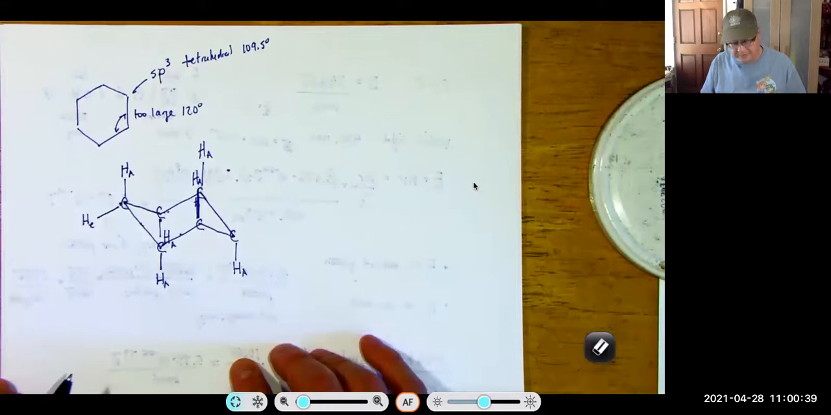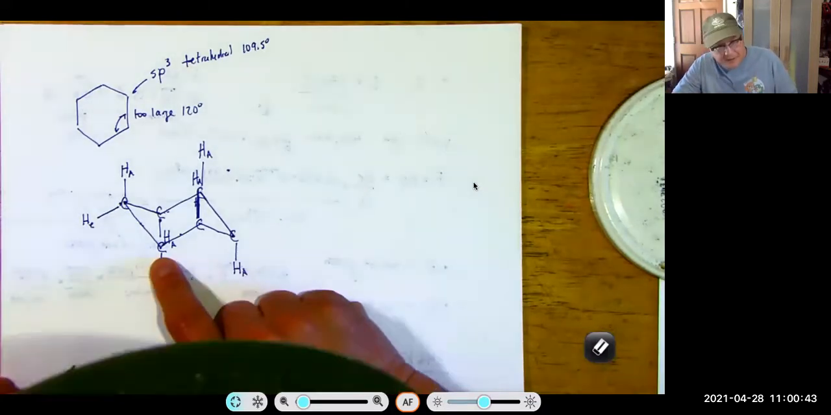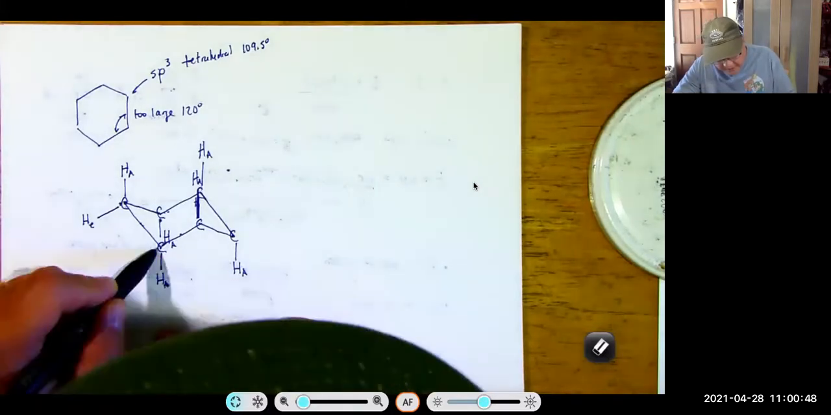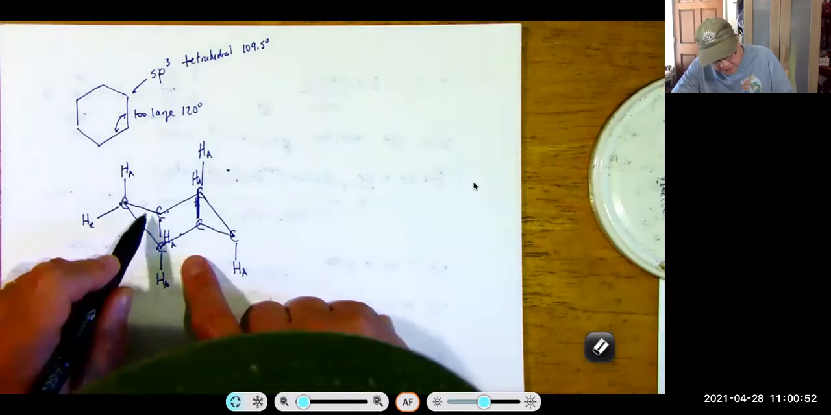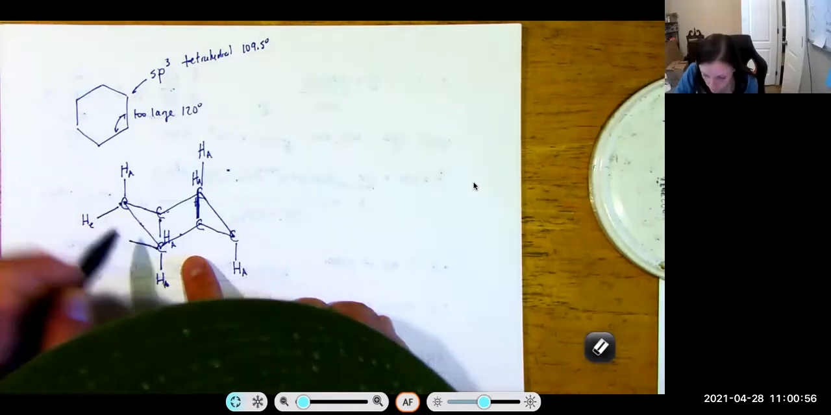Now this next carbon, we're going to draw this up. This is down, so we're going to draw the next one up. So we have to pick a line that we want to draw it parallel to. Do you see how this one looks pretty good? So there's your equatorial.